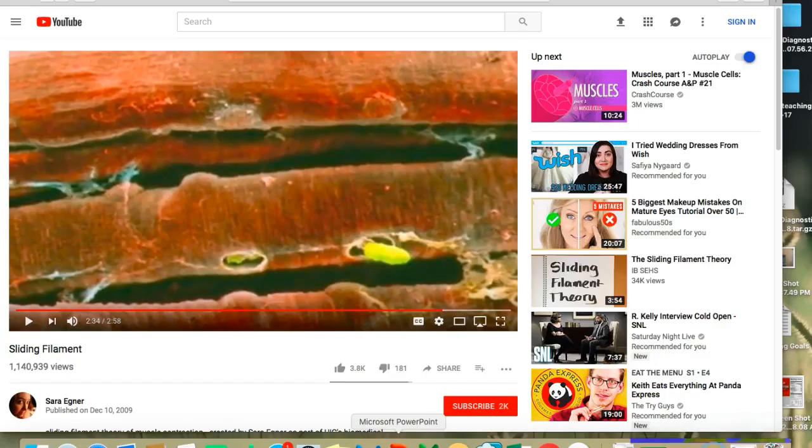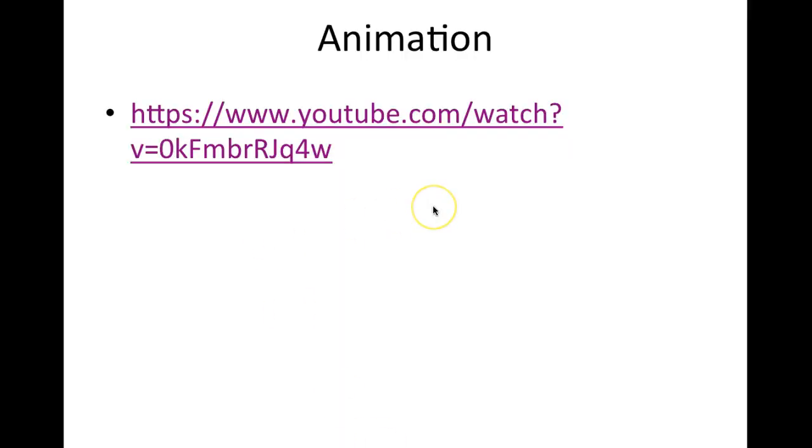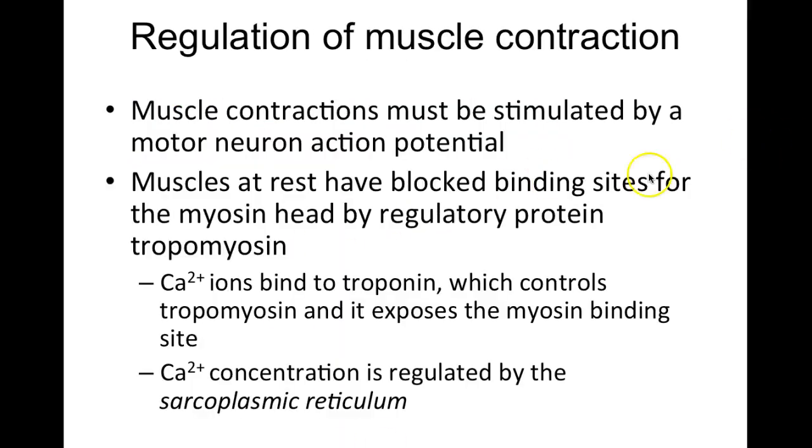As far as the role of tropomyosin and troponin and how that sliding filament theory operates. So the next thing we need to talk about is how that whole process is regulated, because we only want our muscles to contract when we send a nerve signal to them to tell them to contract. So we need to keep all of our skeletal muscle under voluntary control.